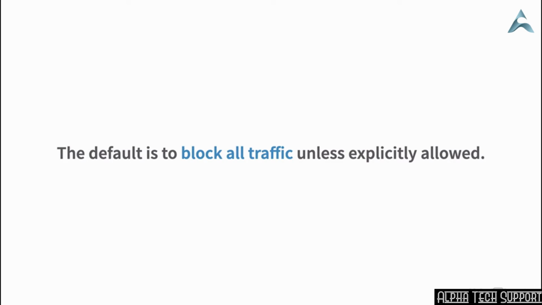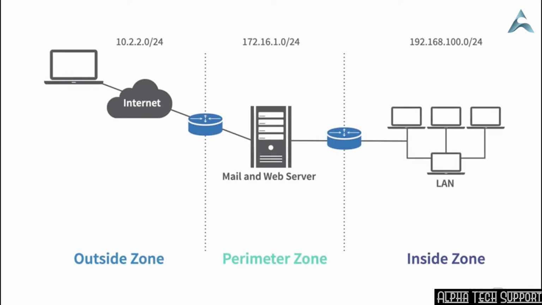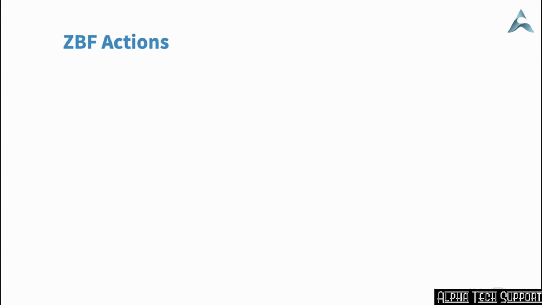Let's talk about how this works. In this graphic, we see a logical drawing of a network and some common zones: the outside network or internet, the inside or LAN, and we see the perimeter network, where you might house essential services, such as mail and web servers that must have a public interface. A zone-based firewall can take three possible actions: inspect, pass, and drop.